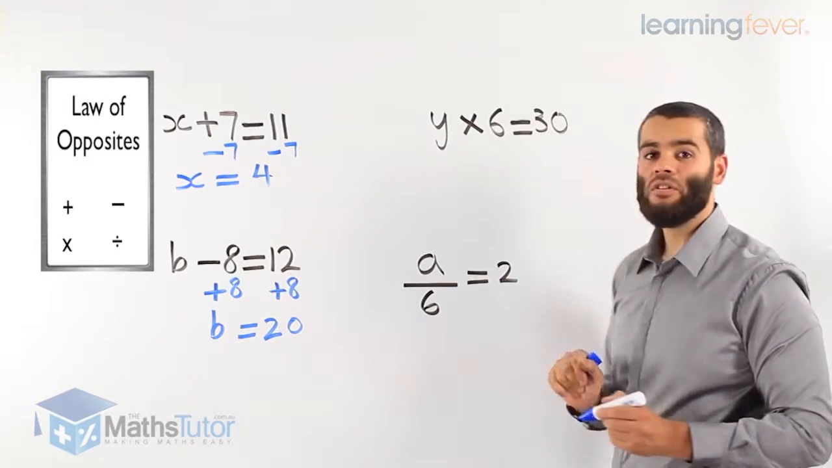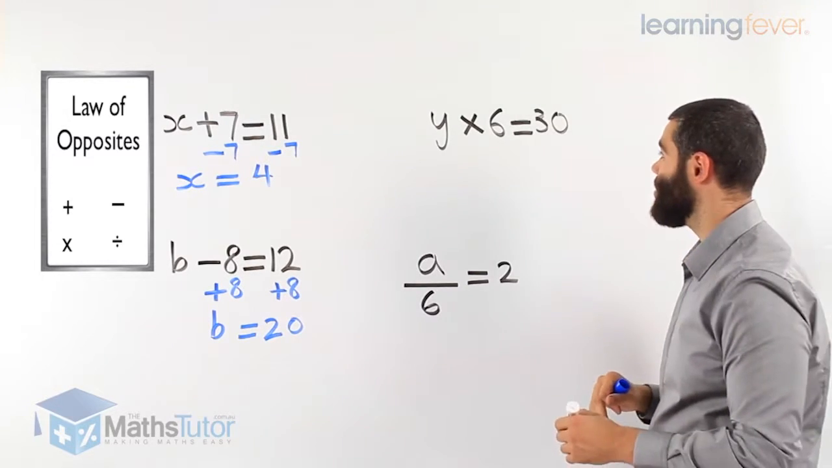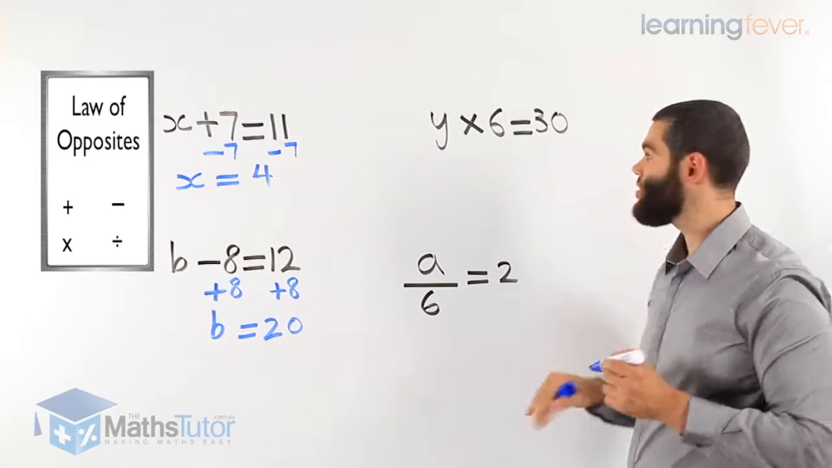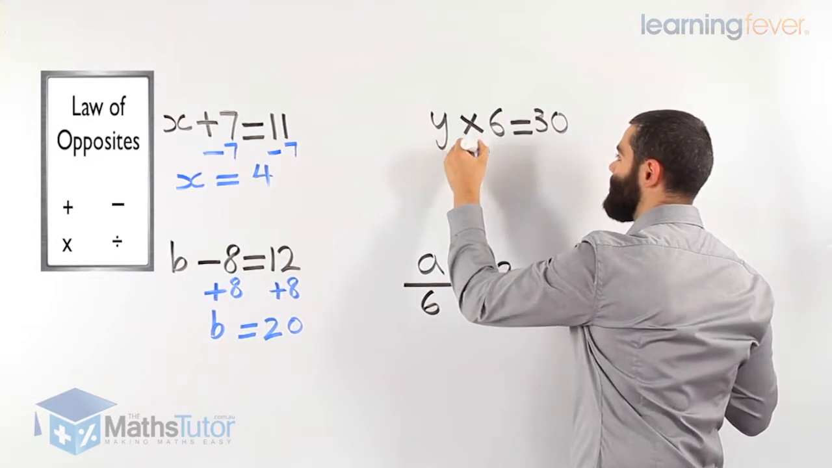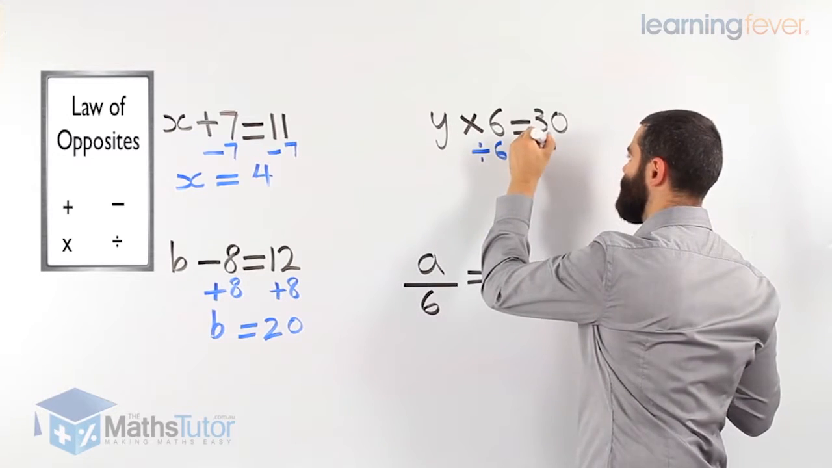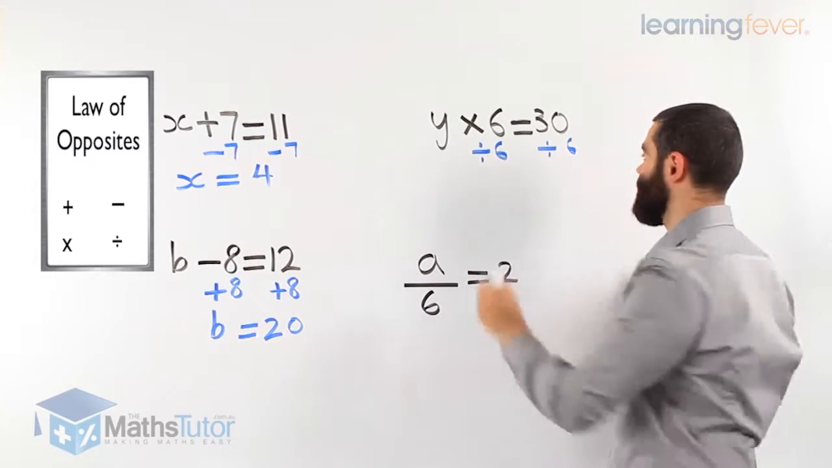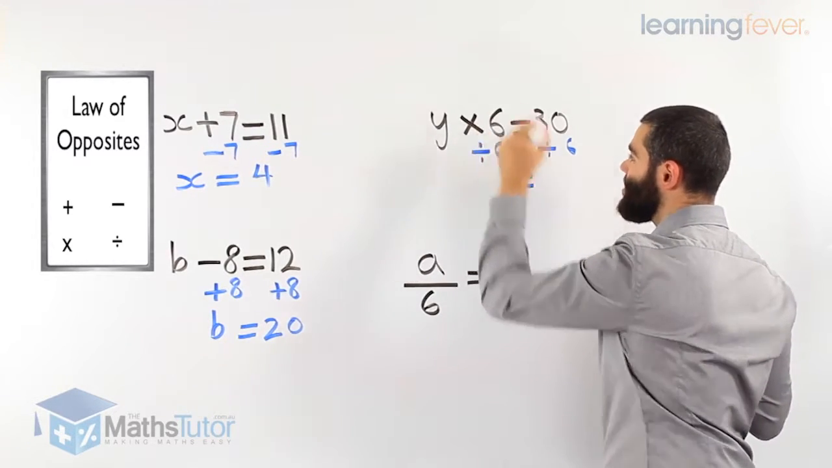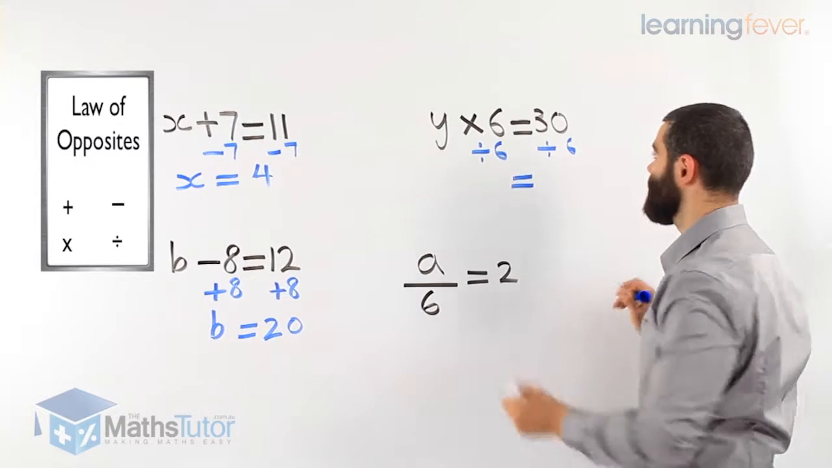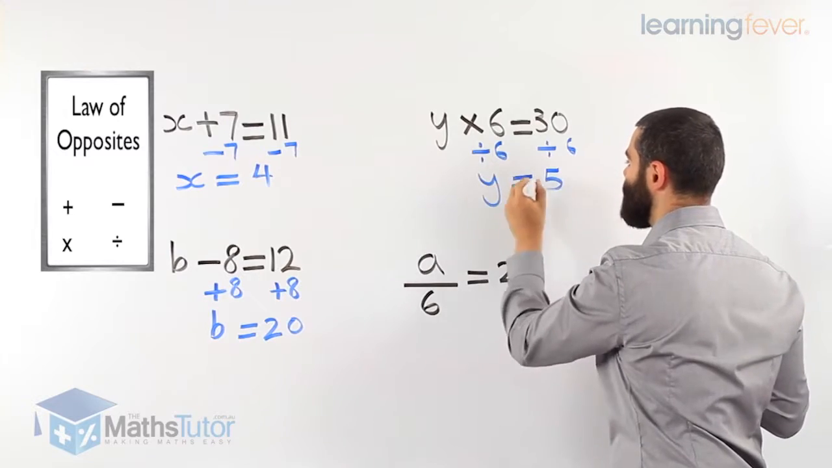Again, an equation. Y times 6 is 30. Something times 6 is 30. We know we have to use the law of opposites. The opposite of times is divide. Whatever we do to one side, we've got to do to the other side. So times 6 divided by 6 cancels each other out. 30 divided by 6 is 5. Our y is left. Y equals 5.